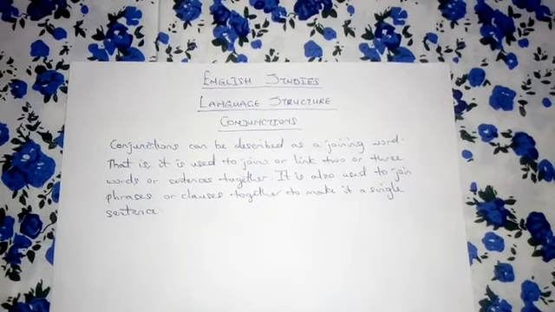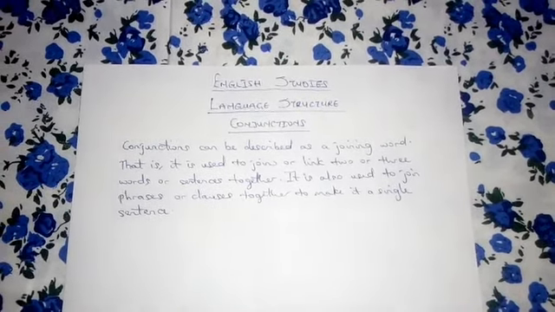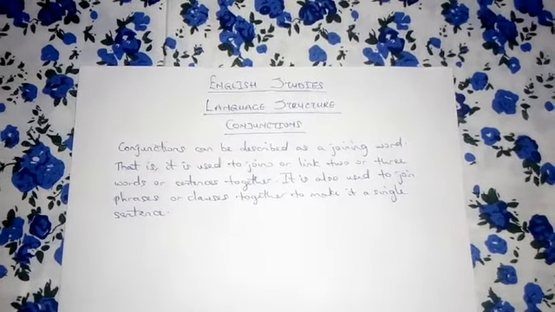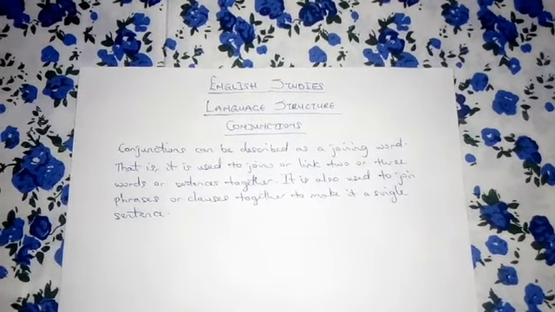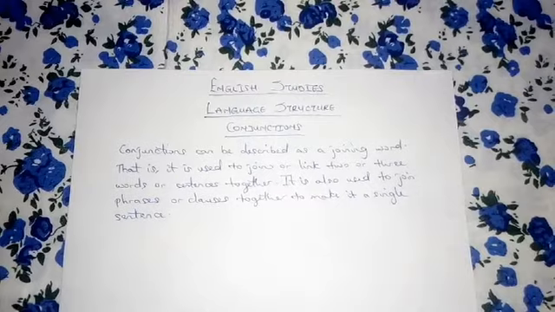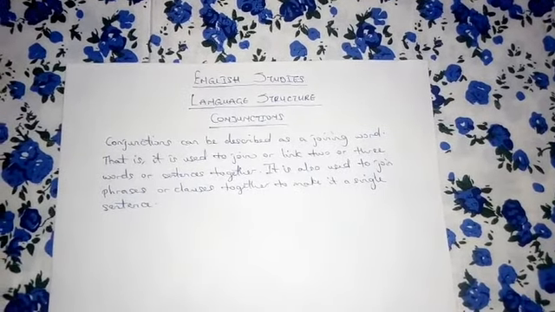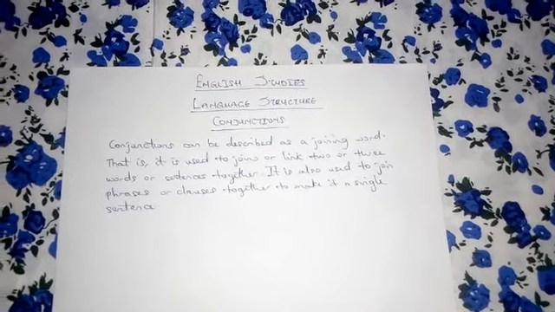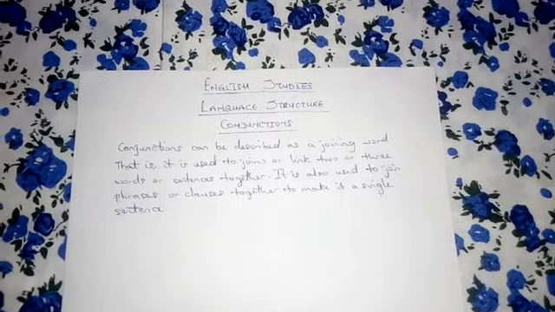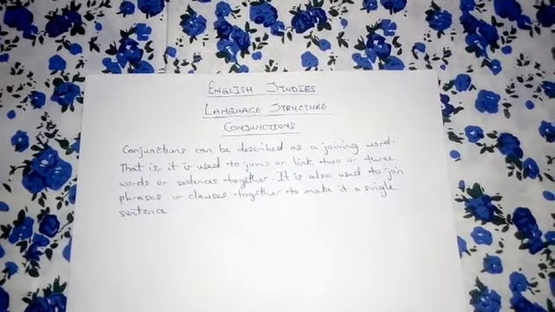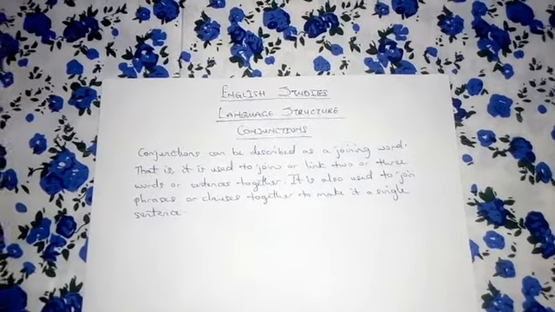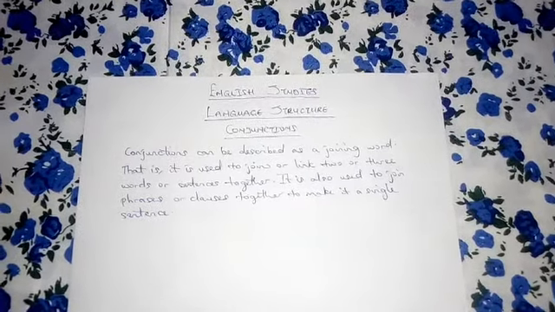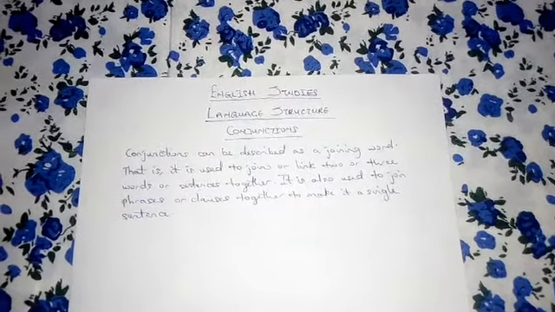Without wasting much of our time, I'll go into the lesson proper. Conjunctions can be described as a joining word. That is, it is used to join or link two or three words or sentences together. It is also used to join phrases or clauses together to make it a single sentence. What I am saying in essence is that conjunctions are words that are used to join words, sentences, clauses, or phrases together to make it a single sentence. That is, to make it one sentence.